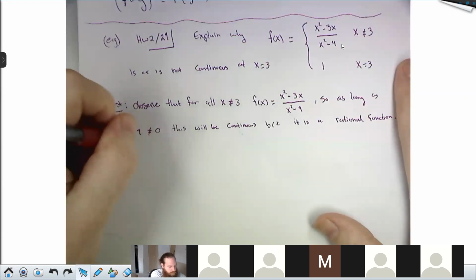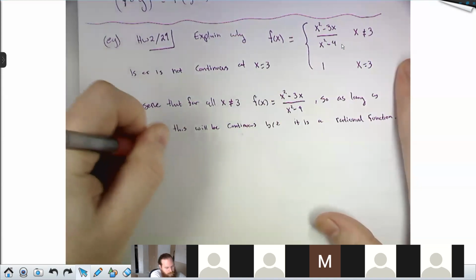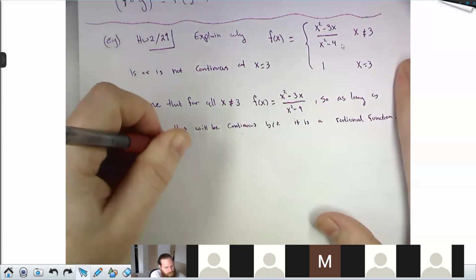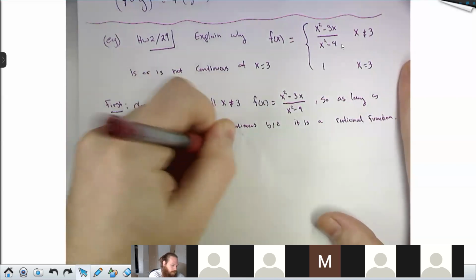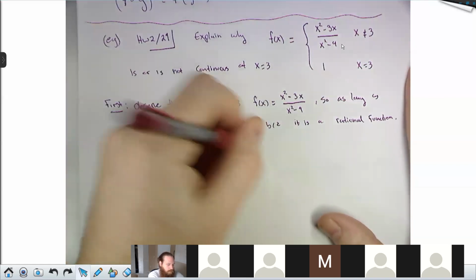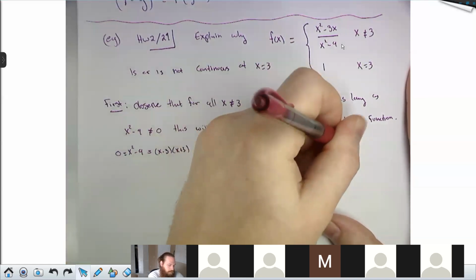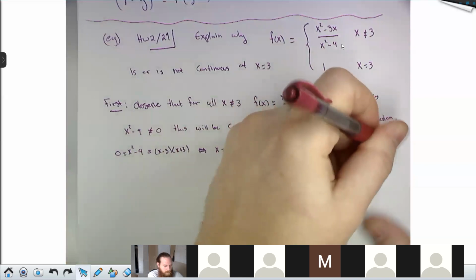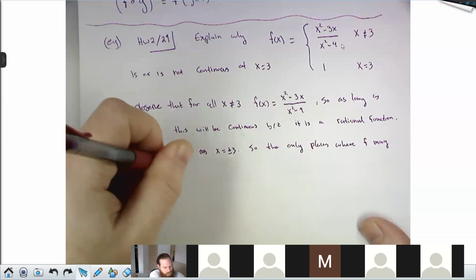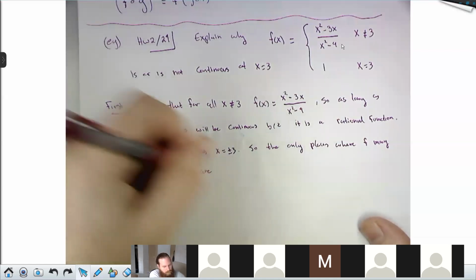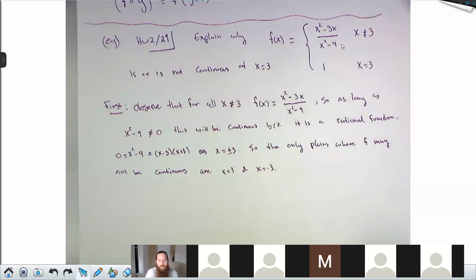Rational functions are continuous everywhere except where their bottom is 0. Now, x squared minus 9 is equal to 0. You can factor this. It's x minus 3 times x plus 3. So x squared minus 9 is equal to 0 if and only if x is one of plus or minus 3. So the only places where f may not be continuous are x equals 3 and x equals negative 3. Those are the only two places we even have to worry about.